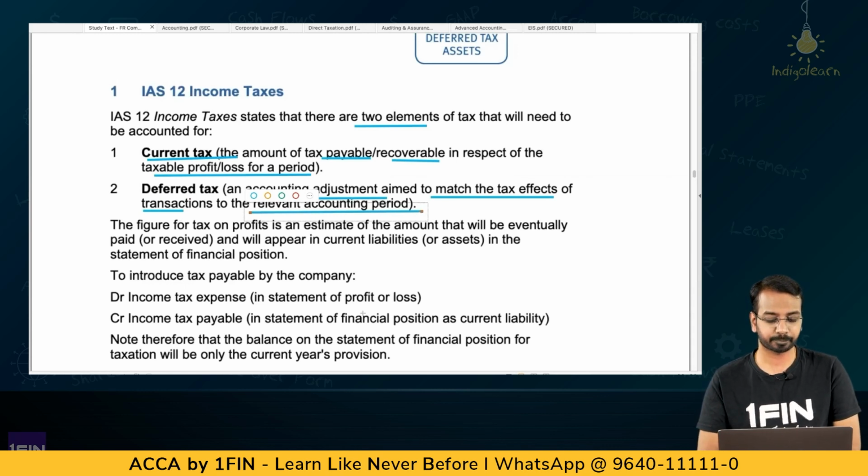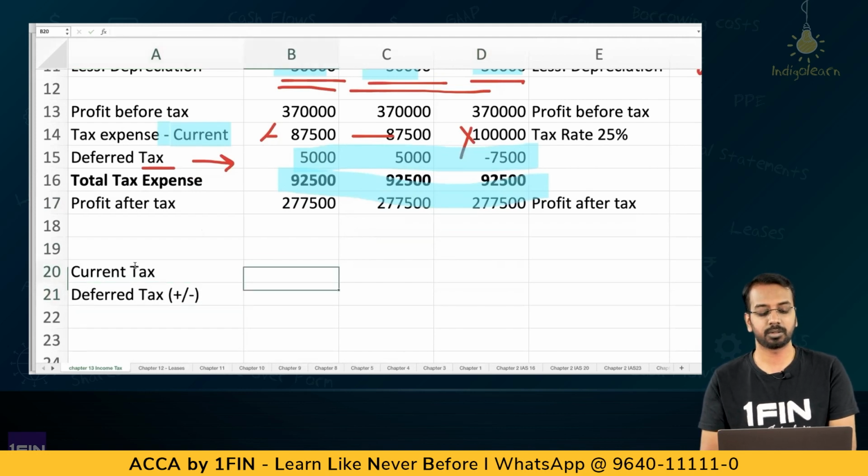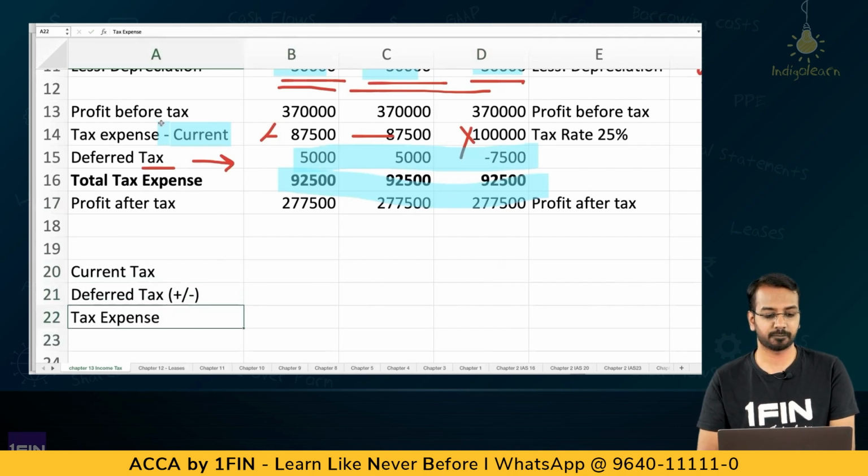Now, current tax, deferred tax. Now this deferred tax can be plus or minus. So deferred tax plus current tax gives you tax expense. So when we say tax expense, we are referring to current tax and deferred tax.